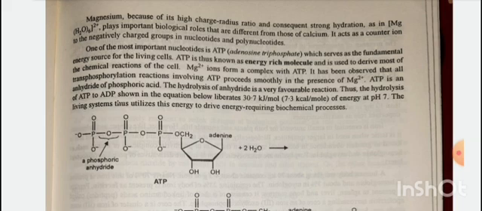Mg2+ ion forms a complex with ATP. It has been observed that all transphosphorylation reactions involving ATP proceed smoothly in the presence of Mg2+. ATP is an anhydride of phosphoric acid. The hydrolysis of an anhydride is a very favorable reaction. Thus, hydrolysis of ATP to ADP, shown in the equation below, liberates 30.7 kJ per mole of energy at pH 7. The living system thus utilizes this energy to drive energy-requiring biochemical processes.